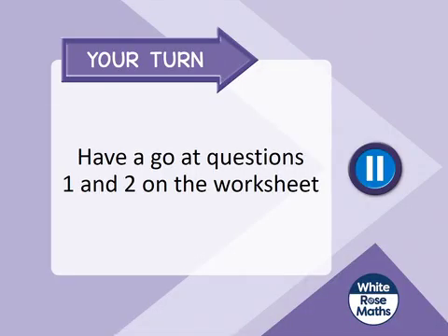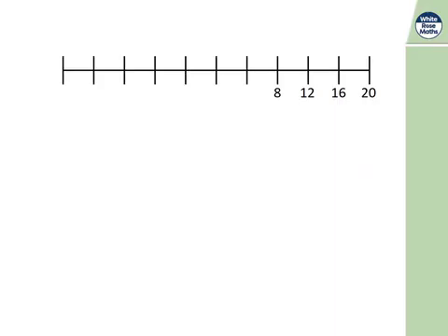Have a go at questions 1 and 2 on the worksheet. Here we can use the skills we practice in our Get Ready slides to help us to complete this number line. 8, 12, 16, 20. We're counting forwards in fours. So to find the missing numbers, we need to count back in fours. 4, 0, -4, -8, -12. Notice that symmetry. -16, -20.